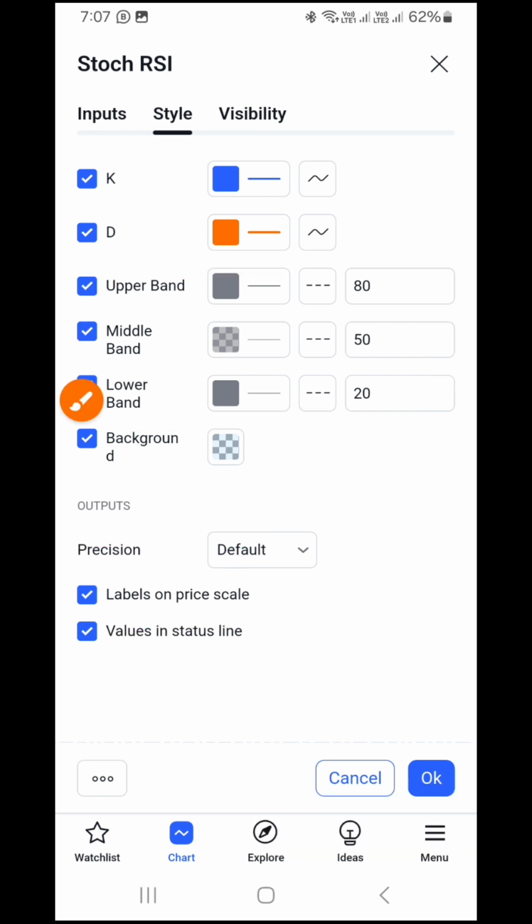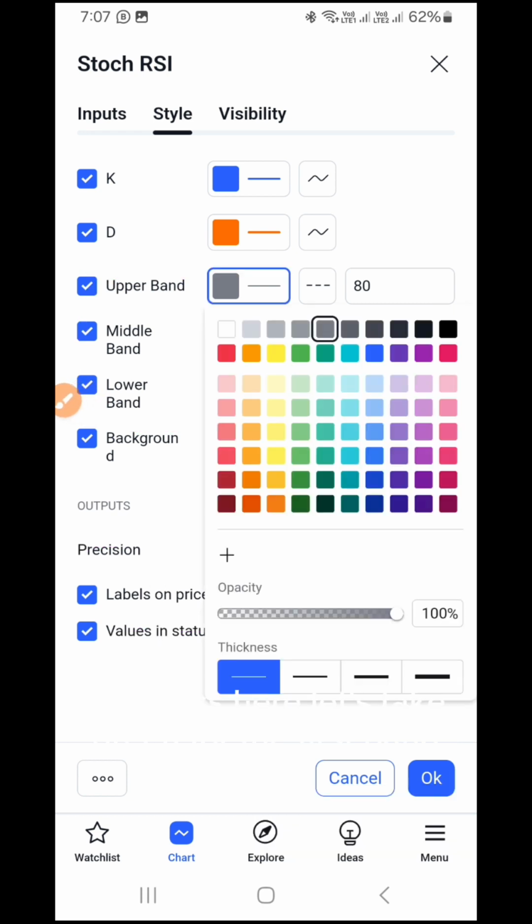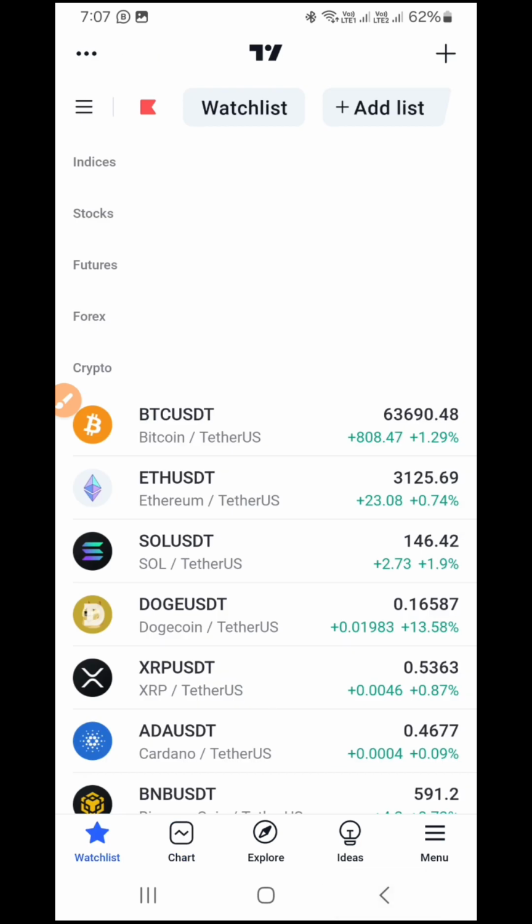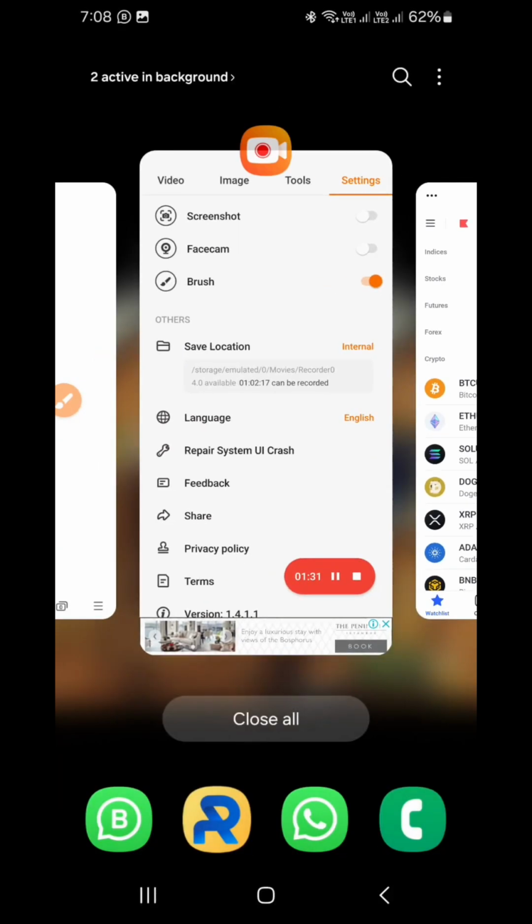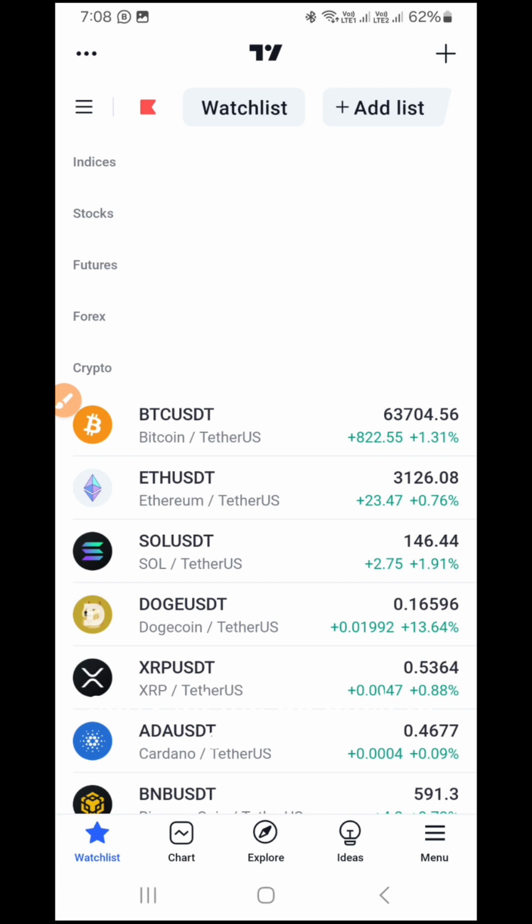So we have to give them color also, different colors. So you press here, let's take green for the first band, and let's put it in at least a thicker line, this one. Then we take, sorry, let me go back to settings.